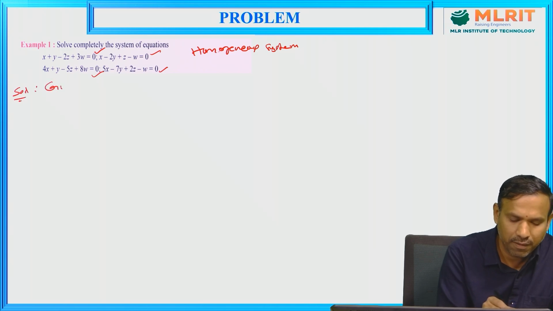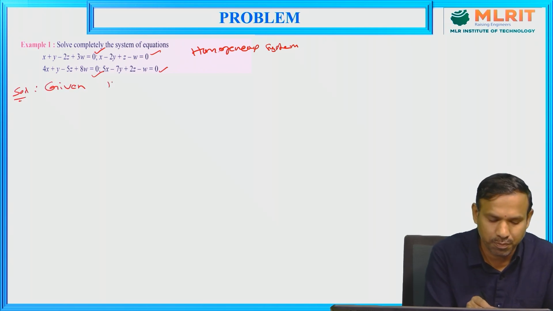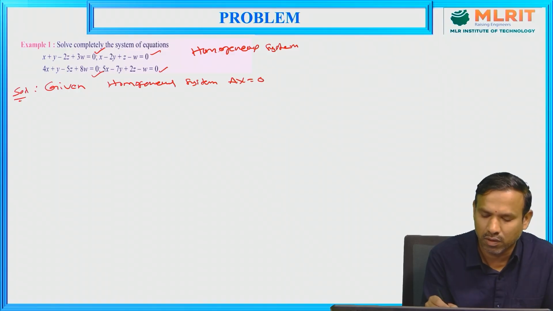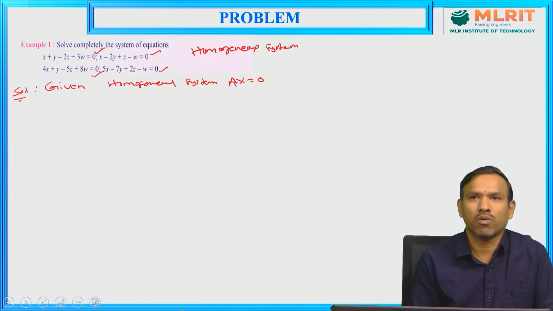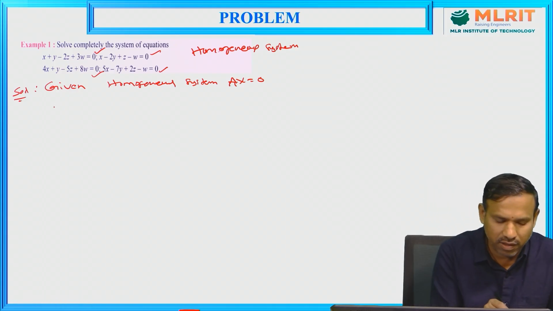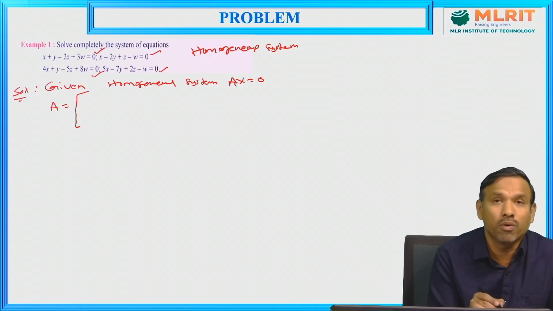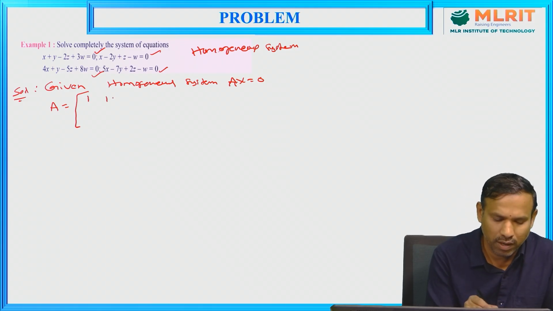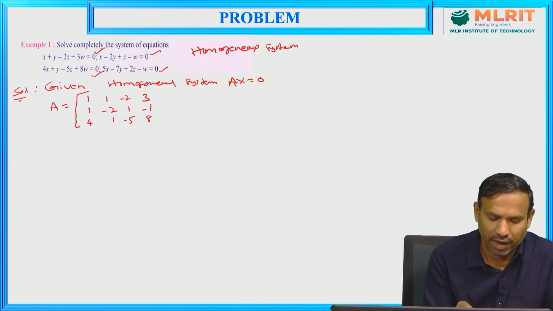Given homogeneous system. How will you write the homogeneous system in matrix notation? Ax is equal to 0, which means coefficient matrix times unknown matrix. Right? A is equal to, you know very well how to write the coefficients. Each equation, coefficients of x, y, z, w. So, first equation 1, 1, minus 2, 3. Second equation 1, minus 2, 1, minus 1. Third equation 4, 1, minus 5, 8. Fourth equation 5, minus 7, 2, minus 1.